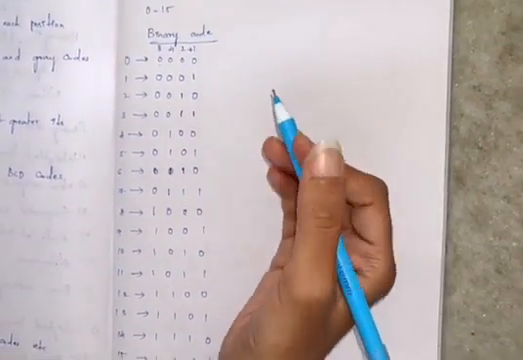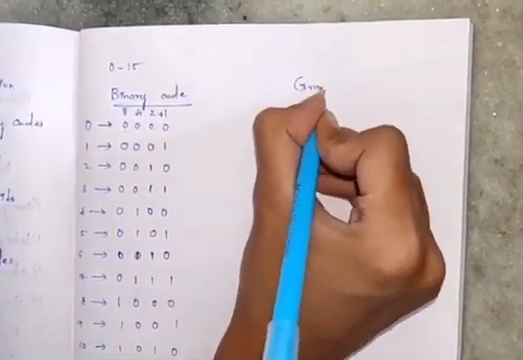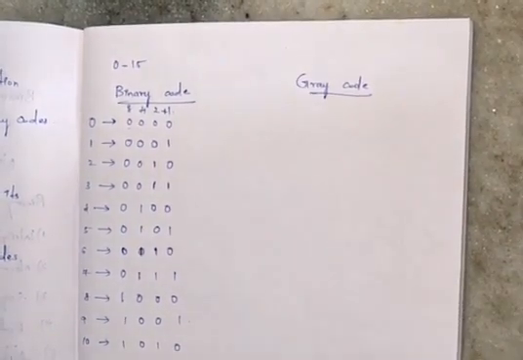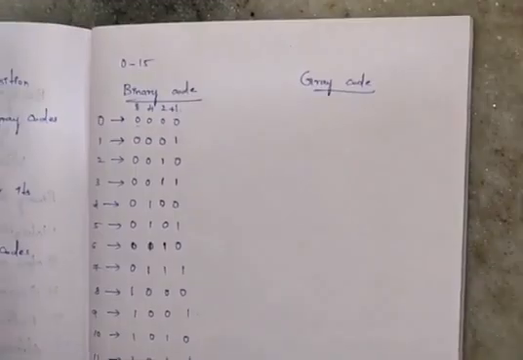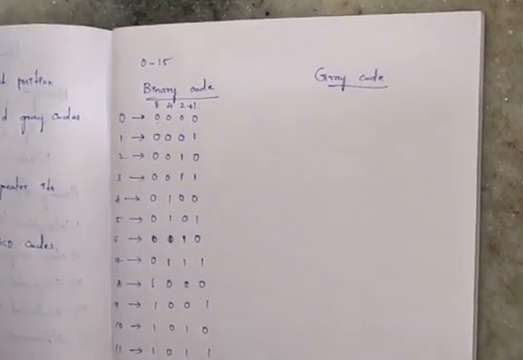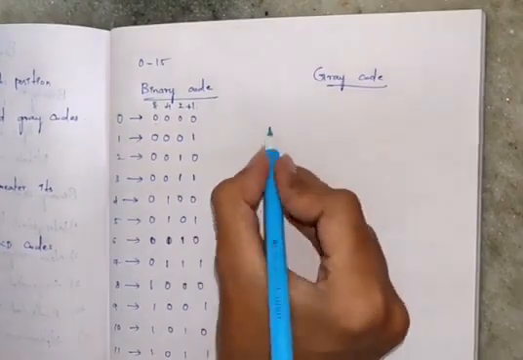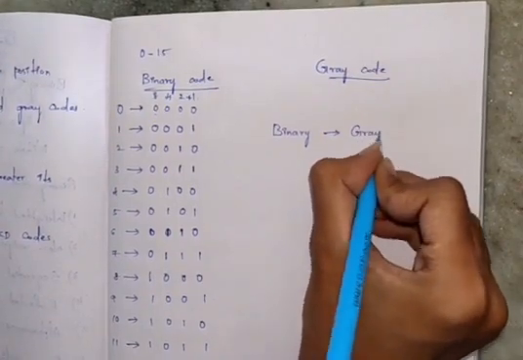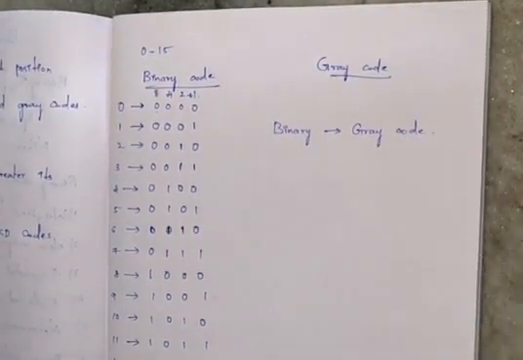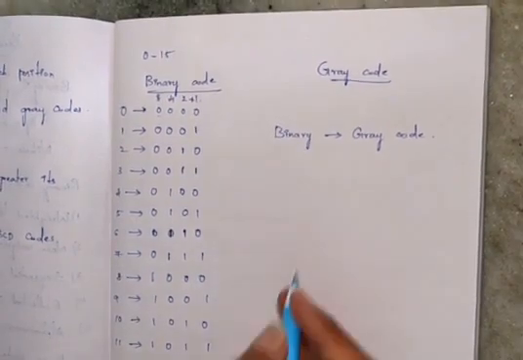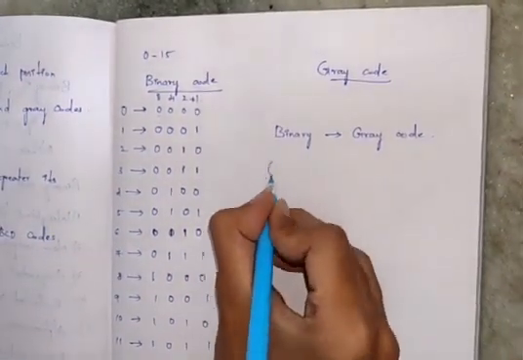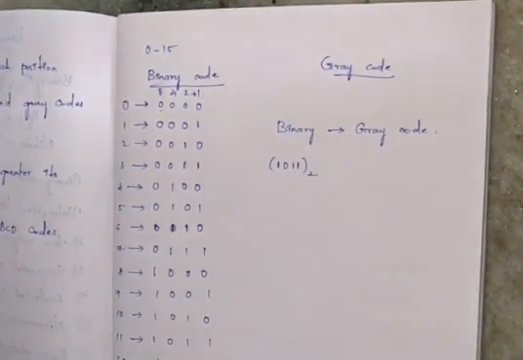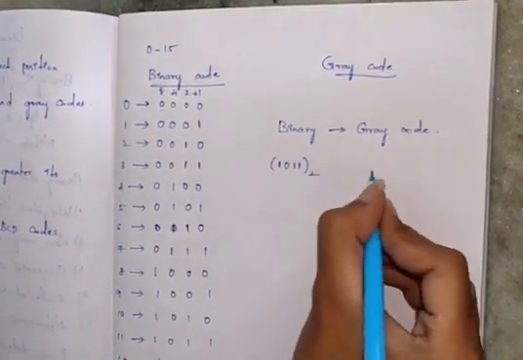Now we will learn to represent gray code. We will learn how to convert binary code to gray code. Binary code is converted to gray code. For example, we will take a binary code 1011 base 2. This should be converted into gray code.